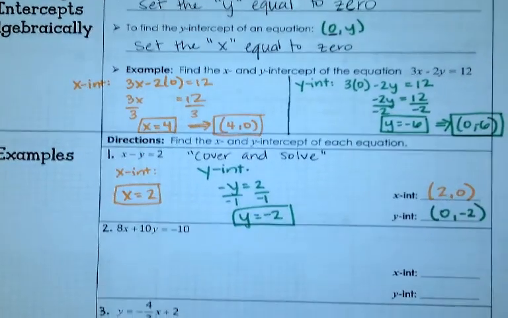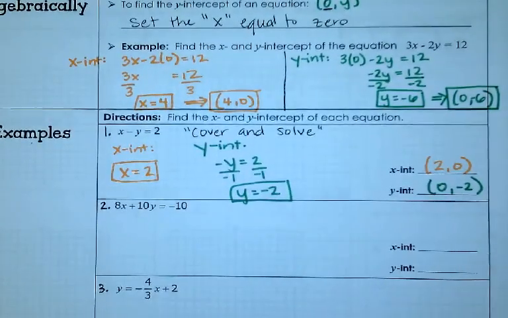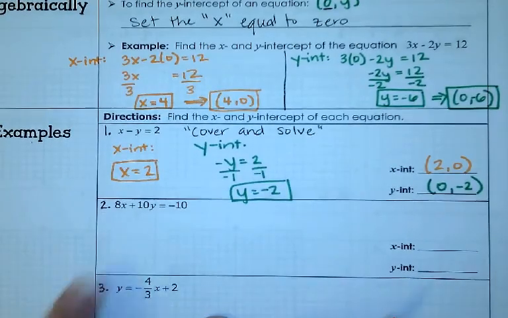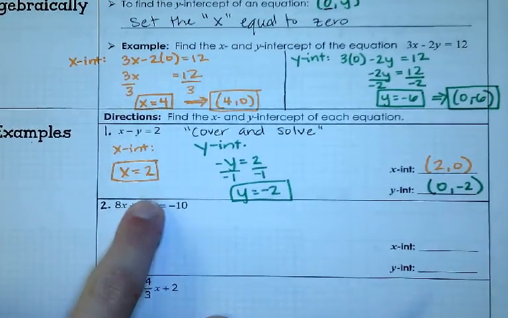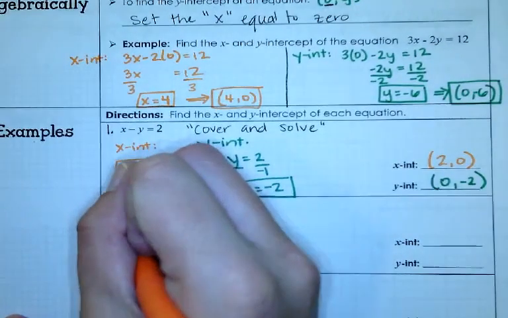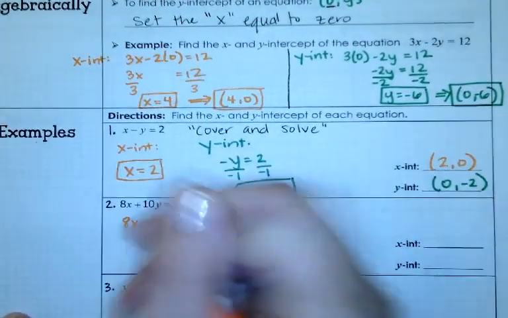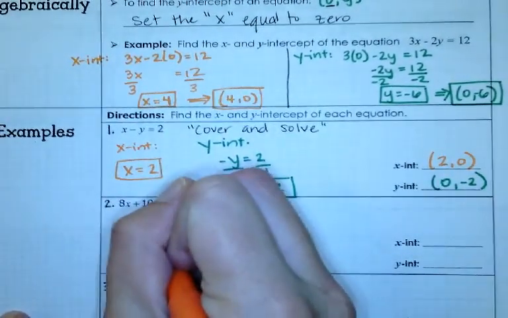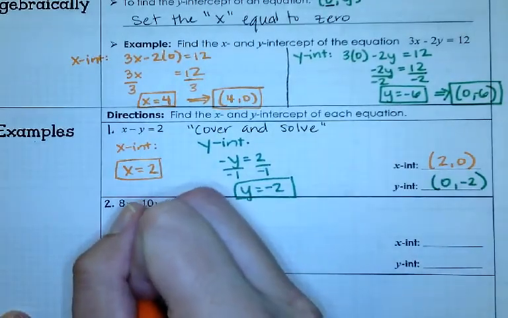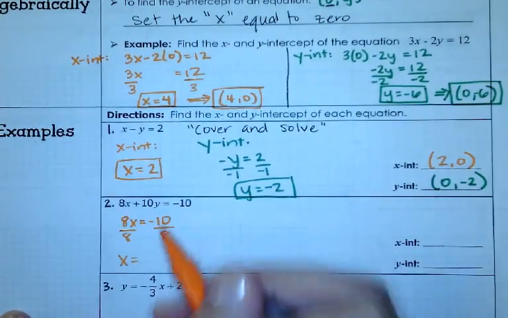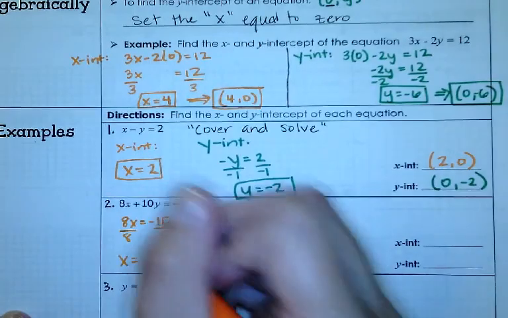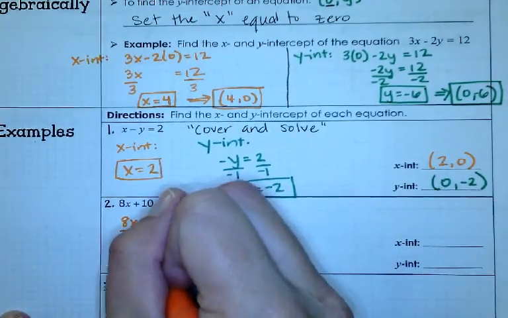Okay, let's try number 2. You're going to have about 5 questions on your homework where you're going to have to do this, okay? So for my x-intercept, I'm going to cover up my y. So what does my equation become? 8x equals negative 10. Okay, so then we divide by 8. And my x is equal to negative 10 over 8, which is just negative 5/4.